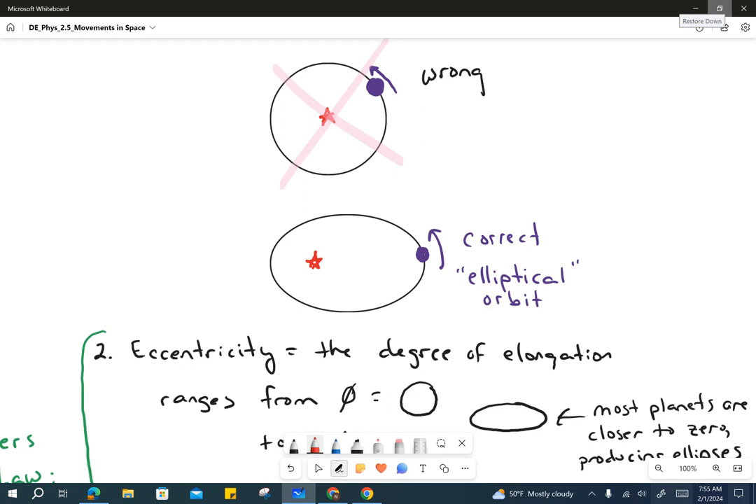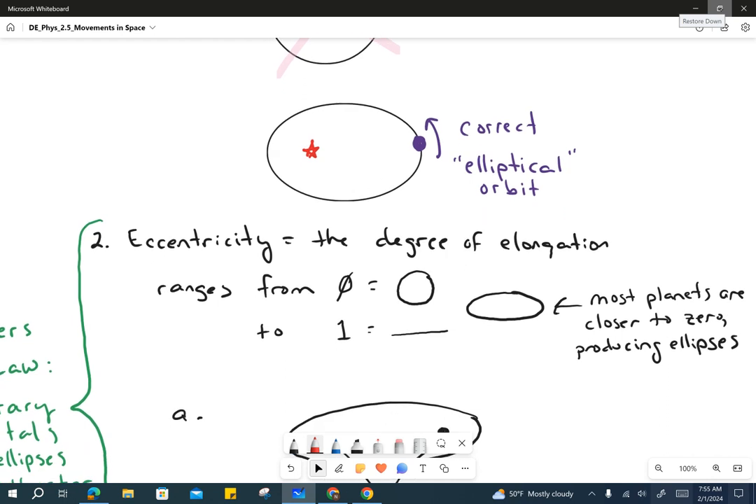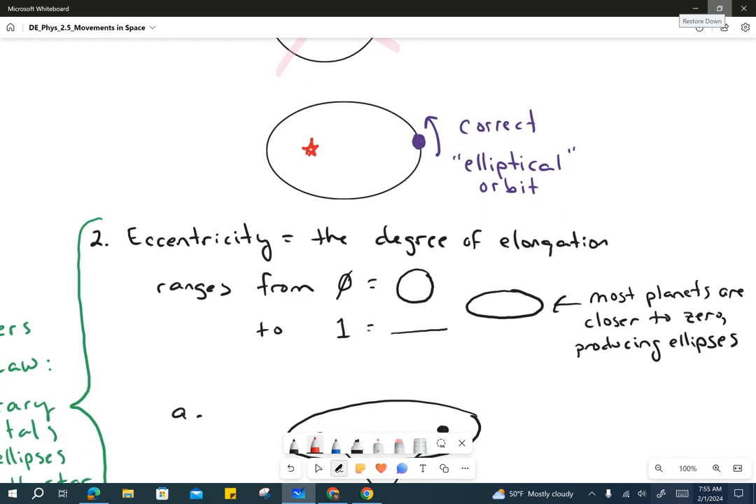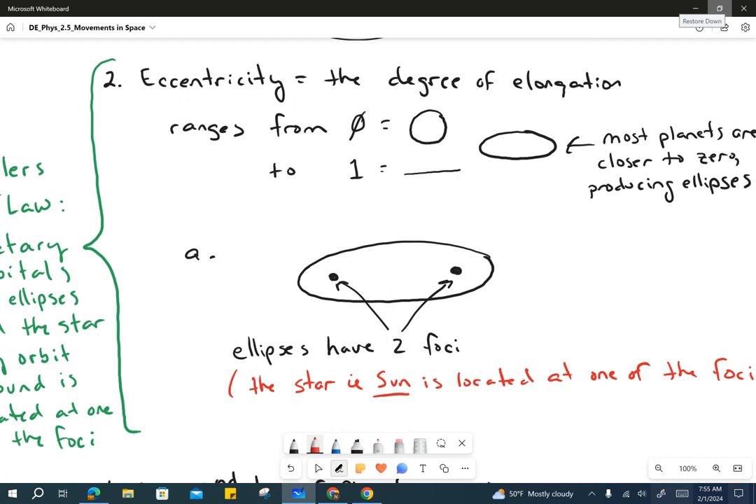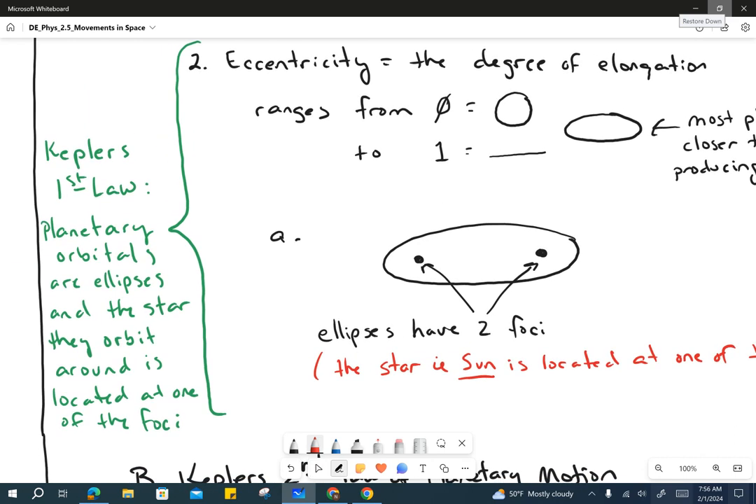And in every elliptical orbit, you're going to have eccentricity, which is a degree to how much it's a perfect circle or a straight line. Zeros are perfect circles, ones are straight lines. Most planets are going to be closer to the zero value, so they're going to have this ellipse. And in an ellipse, you have two foci, two focal points. The sun is always going to be located at one of those foci. Okay, so that's Kepler's first law.